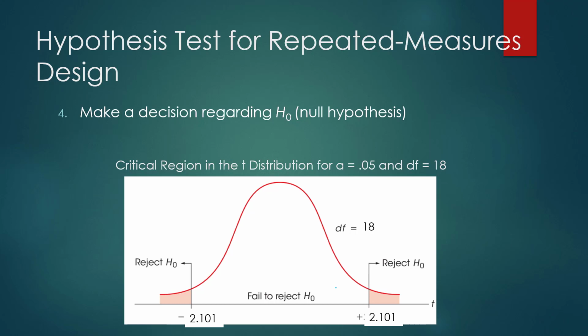Now we need to make a decision. So my critical t was negative 2.101 and positive 2.101. That's my critical t. My calculated t came out to negative 4.239. This is less than negative 2.101. It's going to fall way out here somewhere. So my decision is to reject the null hypothesis.